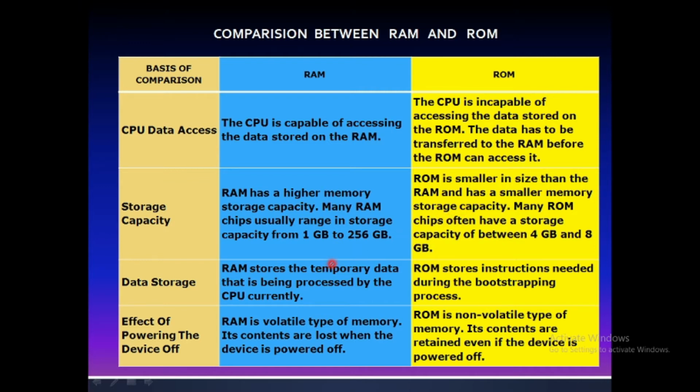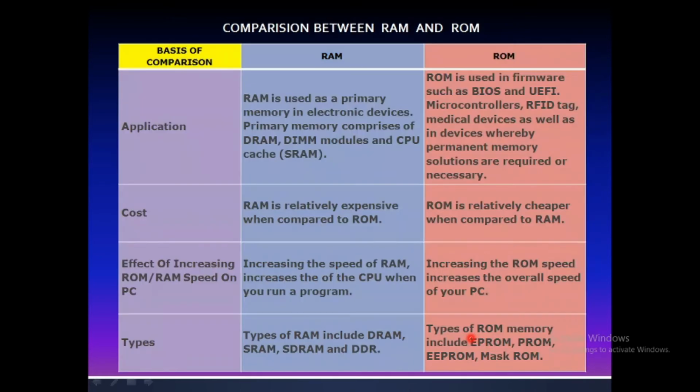Coming to the data storage, RAM stores the temporary data that is currently being processed by the CPU. ROM stores instructions needed during the bootstrapping process. The effect of powering the device off: RAM is a volatile type of memory. Its contents are lost when the device is powered off, so you should always have a backup of that. ROM is a non-volatile type of memory. Its contents are retained even if the device is powered off.